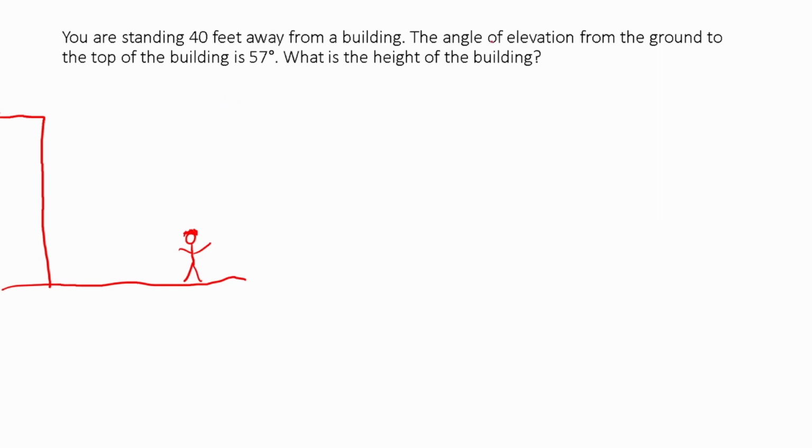And it says the angle of elevation from the ground, so the ground where I'm standing, to the top of the building is 57 degrees. We also know about the 40 feet away. So we know that this is 40 feet. And last but not least, what do we want to find? We want to find the height of the building. So this distance here, which is going to be x.